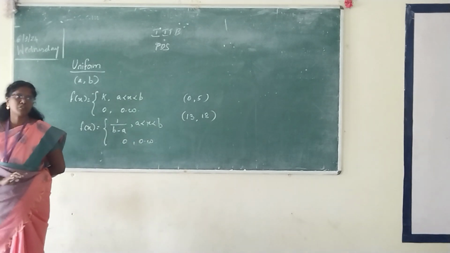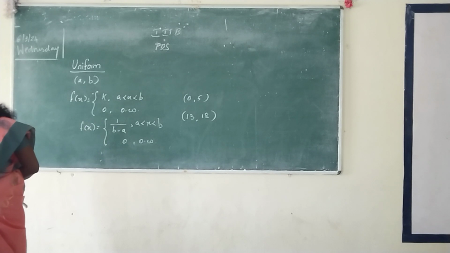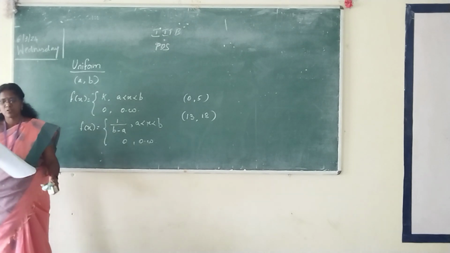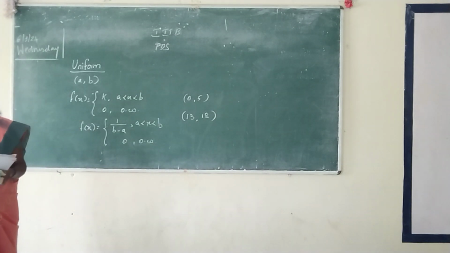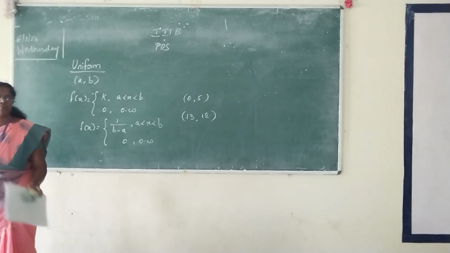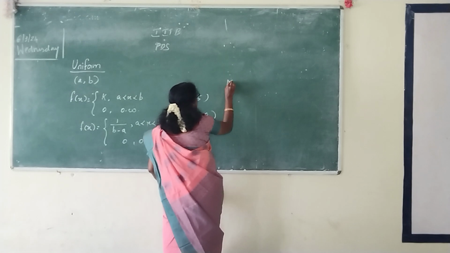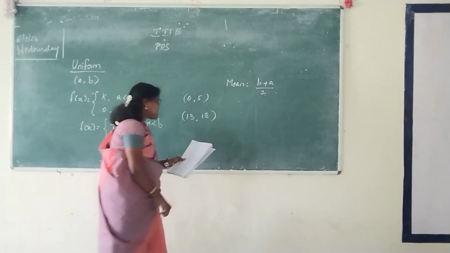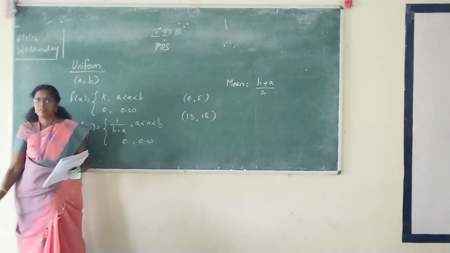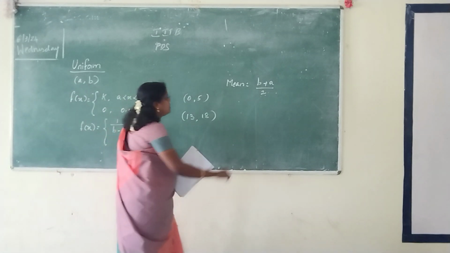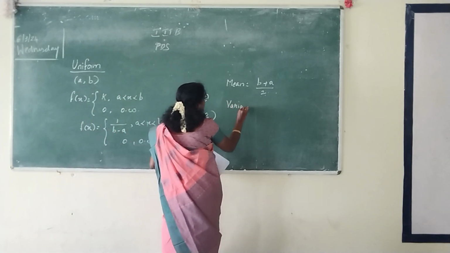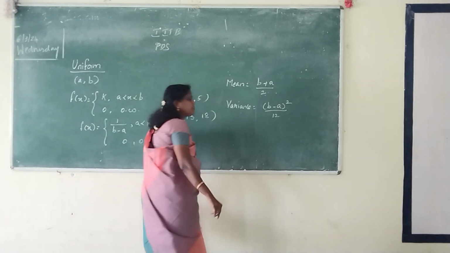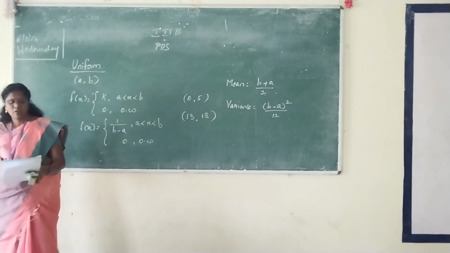As with the discrete distributions, we have to discuss the mean, the variance and other things. Write the next one. Mean is equal to (b plus a)/2. Variance is equal to (b minus a) whole square by 12.